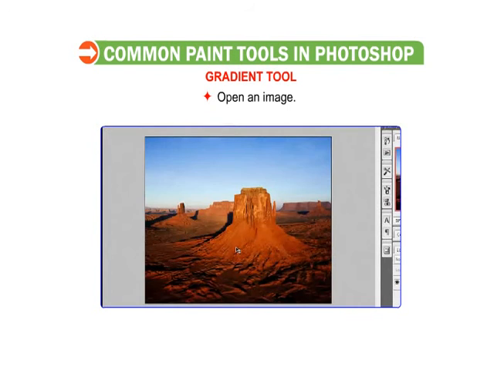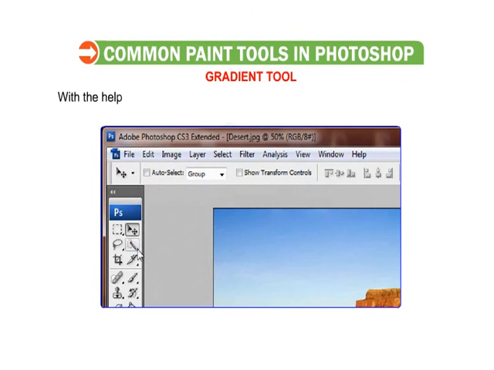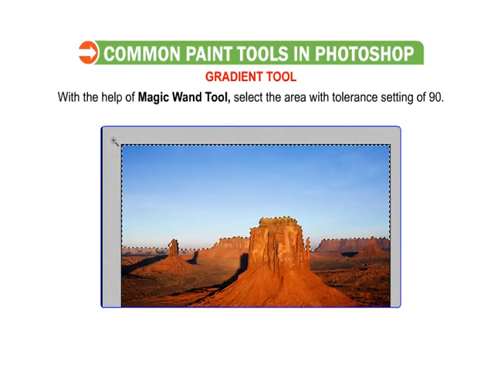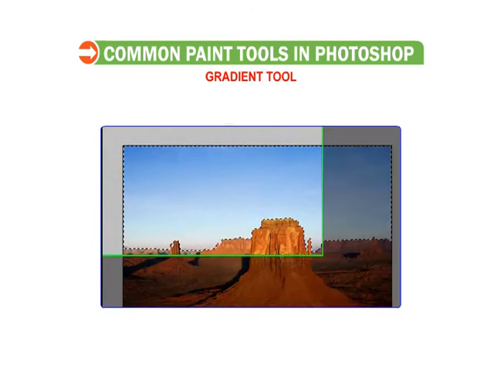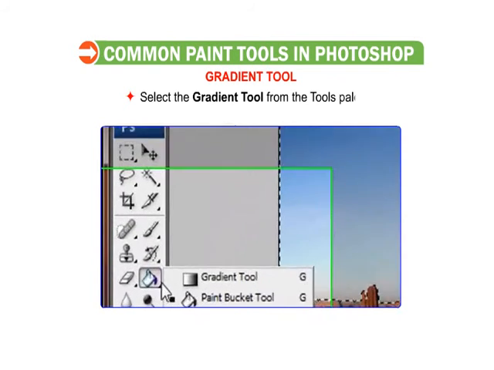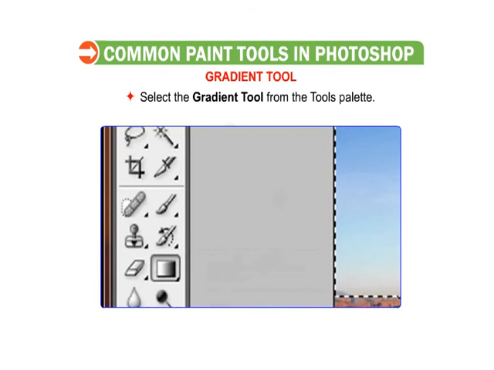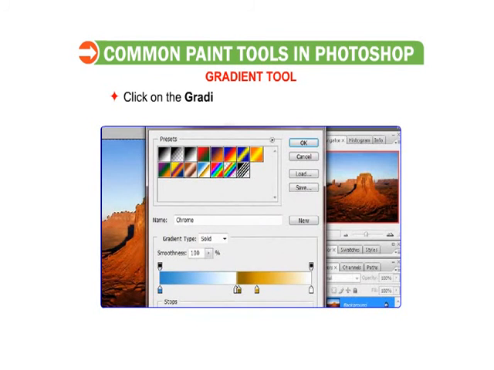Open an image. With the help of Magic Wand tool, select the area with tolerance setting of 90. Select the Gradient tool from the Tools palette. Click on the Gradient sample from the Context menu. Gradient Editor dialog box will appear. Select the Chrome Gradient option and click on OK button.